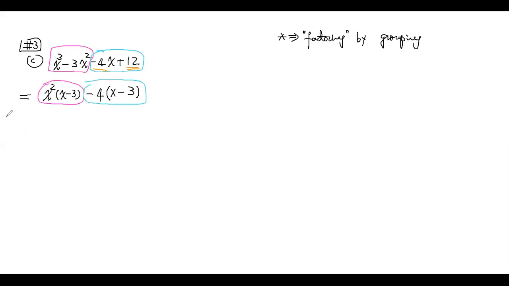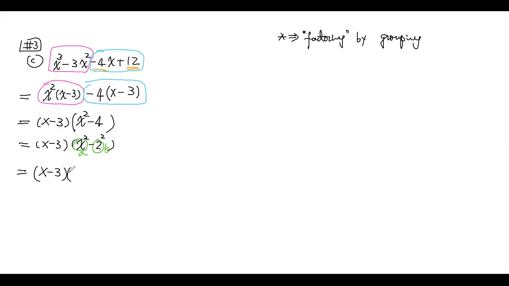And then after you do that, we find out something good, because x minus 3 is a common factor. So I can take the x minus 3 out. So what do you have left here? x squared minus 4. So what is x squared minus 4? It's x squared minus 2 squared, right? So what I have here is a squared minus b squared. Okay, so what is the final answer for this factoring? It is x minus 3, times x minus 2, times x plus 2.